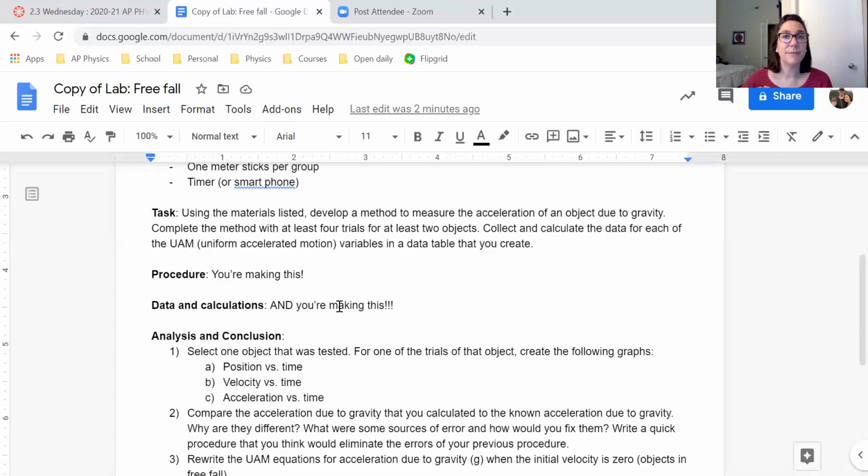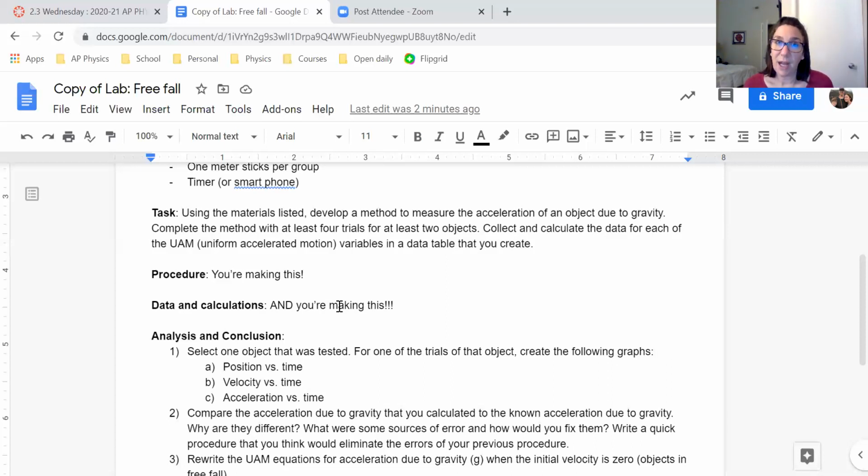So detailed, yes, but don't be too wordy. I don't need a page procedure. Keep it short, concise, and to the point. And then with your data and conclusions, you're going to tell me what you are going to be collecting for your data. We didn't get a chance to talk about this much in class. Fifth period did, third period didn't, so we'll talk about it a little bit here.